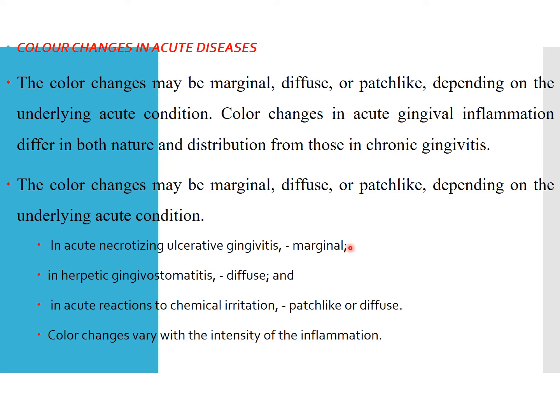Mostly it will be a whitish gray color for the acute diseases. In acute necrotizing ulcerative gingivitis it will be marginal. In herpetic gingivostomatitis it will be diffuse. And in acute reactions to chemicals it can be patch-like or diffuse. Color changes vary with the intensity of inflammation. So in acute infectious disease, it can be either marginal, diffuse or patch-like. It will mostly be a whitish gray or grayish pink color.